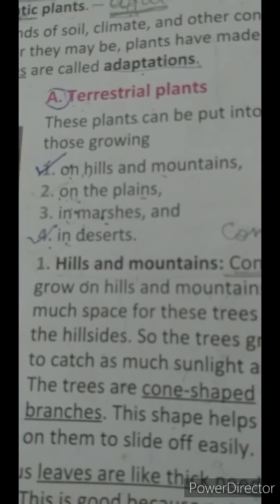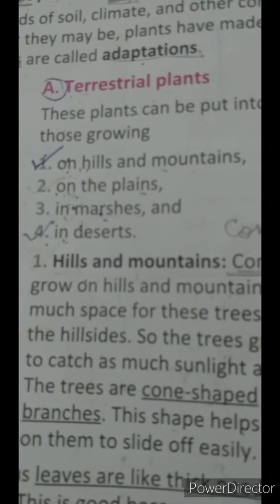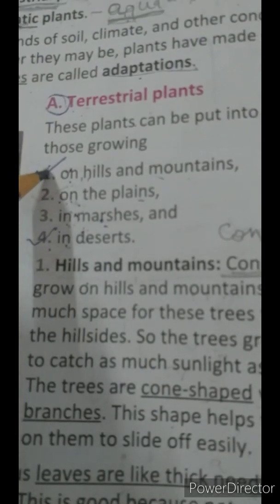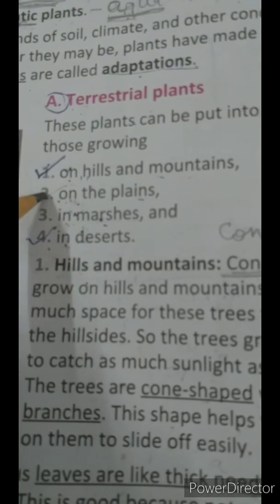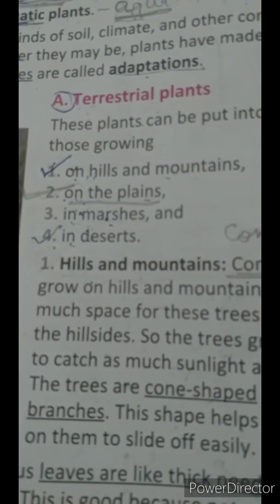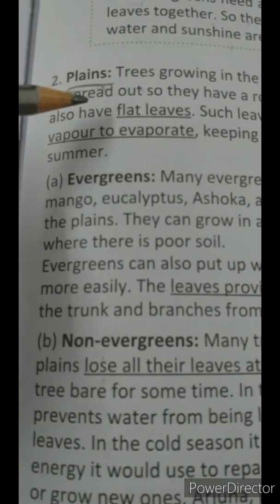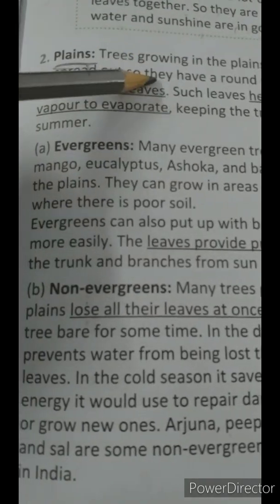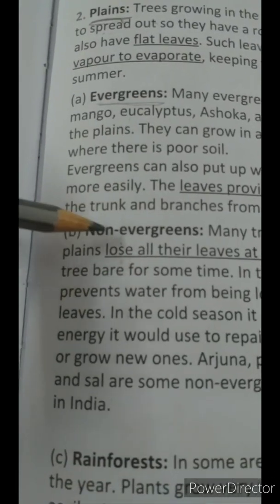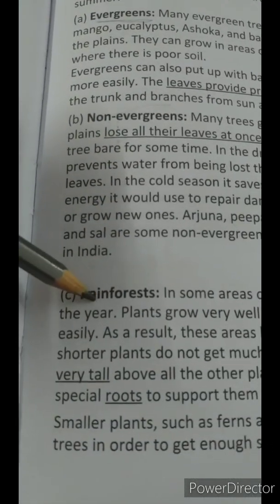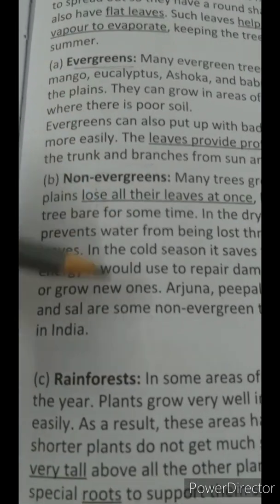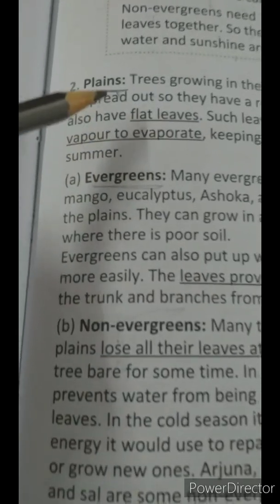Hello children, in the previous video I explained about those plants that are found on hills and mountains, and in this video I am going to explain about the plants that are found on the plains. On plains there are three kinds of plants which are found. First one is evergreen, second non-evergreen, and third type is rainforest. So these three kinds of plants are found on plains.